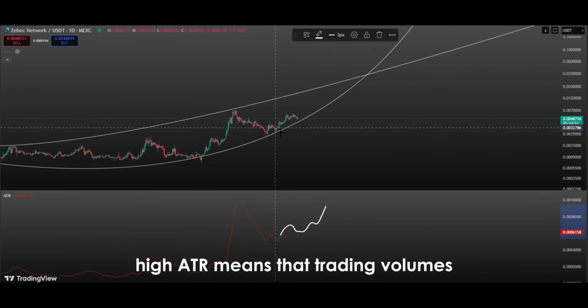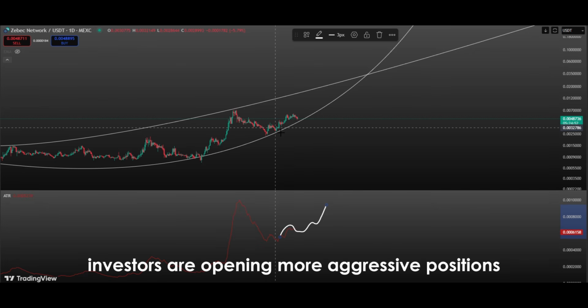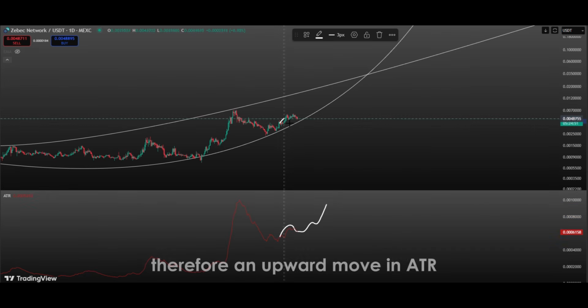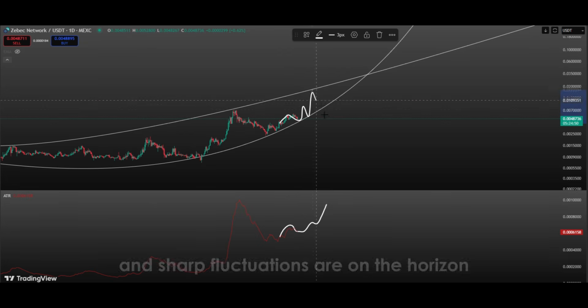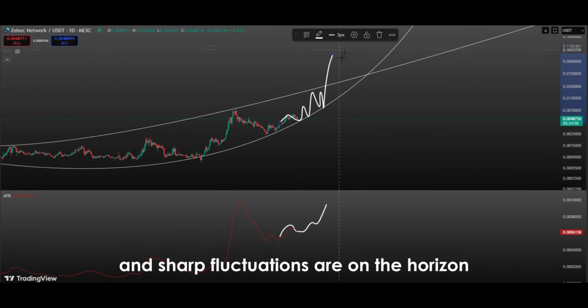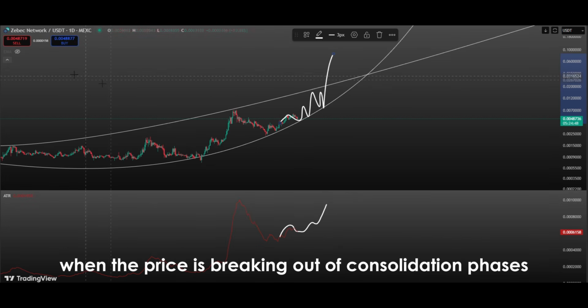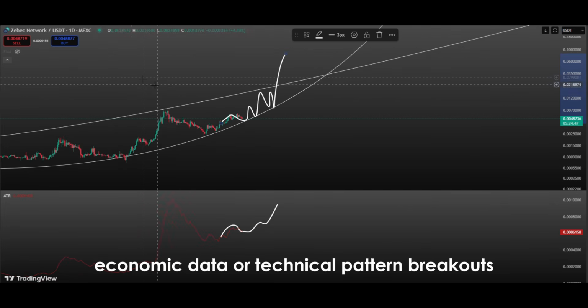High ATR means that trading volumes among market participants are increasing, investors are opening more aggressive positions, and price is reacting more strongly at support and resistance zones. Therefore, an upward move in ATR shows that the market is losing its stagnation and sharp fluctuations are on the horizon. An ATR rise usually appears when the price is breaking out of consolidation phases or after important news releases, economic data, or technical pattern breakouts.